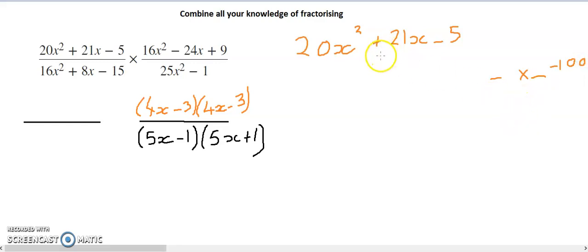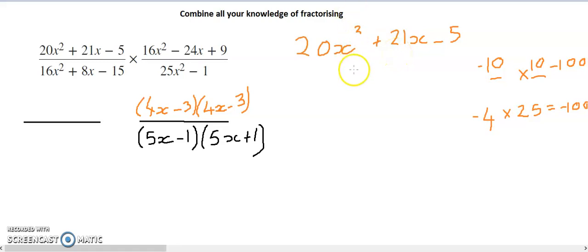I know I need them both to add up to 21. So I'll start off with 10 times 10. I'm not quite getting there because one has to be a negative. So then I'm going to think, okay, what else can I divide 100 by? Well, I can divide 100 by 4, and 4 times 25 equals 100. I need it to equal negative 100 though, so I need one negative. If I make the 4 negative, negative 4 plus 25 is 21.